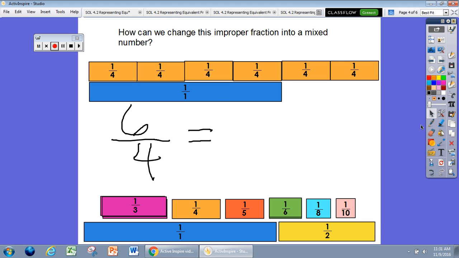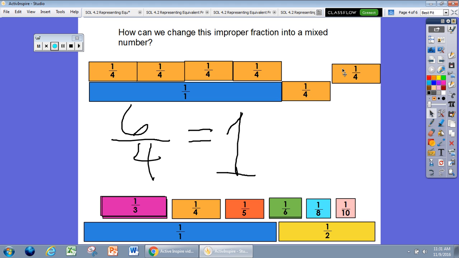So we know we have 1 whole, and we have how many fourths beyond the whole? We have 2/4 beyond the whole. So we could write that as 1 and 2/4. 6/4 is equivalent to 1 and 2/4.